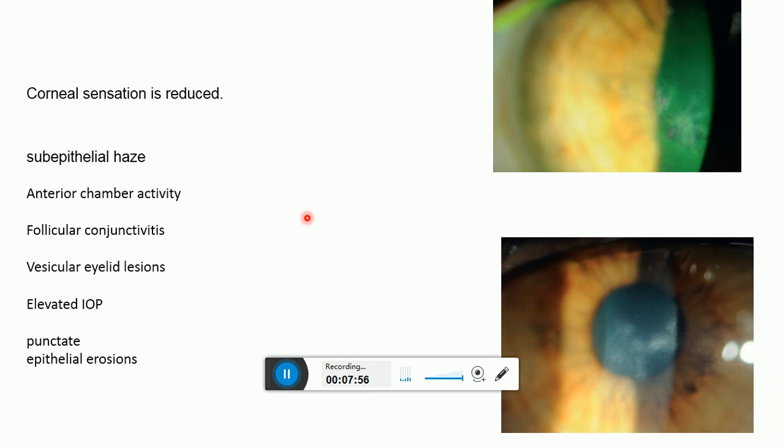Follicular conjunctivitis is treated with topical antivirals, but it can also be caused by topical antivirals. Vesicular eyelid lesions may coincide with epithelial ulcer. Elevated intraocular pressure is not uncommon. Tonometry should be performed on the unaffected eye first, and a disposable prism used. Following healing, there may be persistent punctate epithelial erosions.